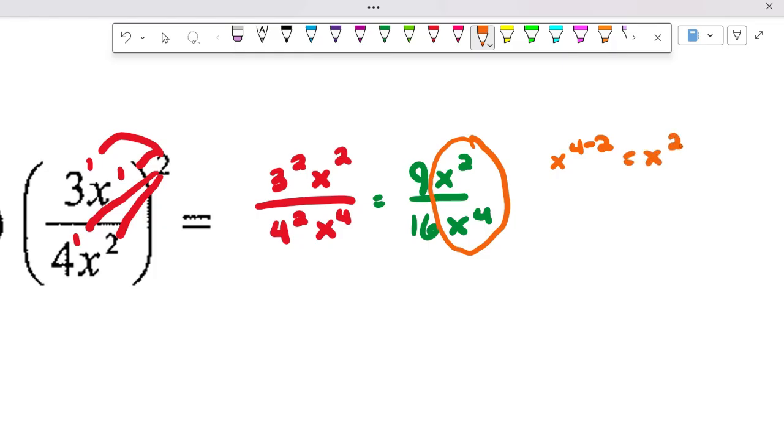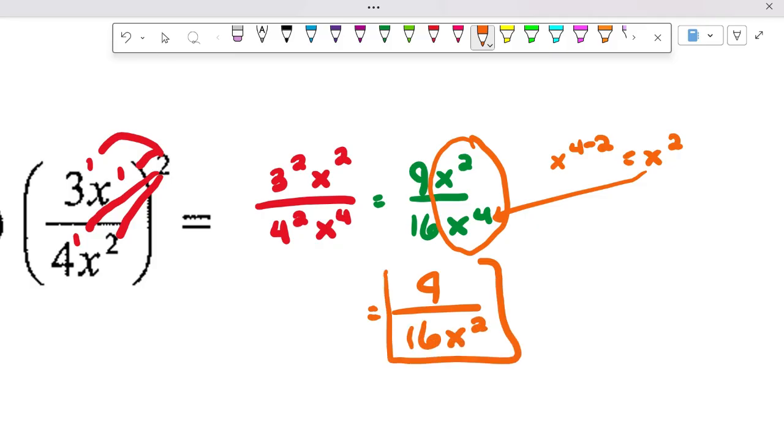Where do I put that x squared back? Where's the x squared go? Numerator, denominator? Denominator. That's where the bigger exponent is. So I'm left with 9, because the x's are gone now in the numerator, over 16x squared. And 9 over 16 doesn't simplify, so we're done. So you gotta check to see if there's anything else you can simplify. Because when you simplify exponents, I want them simplified completely.